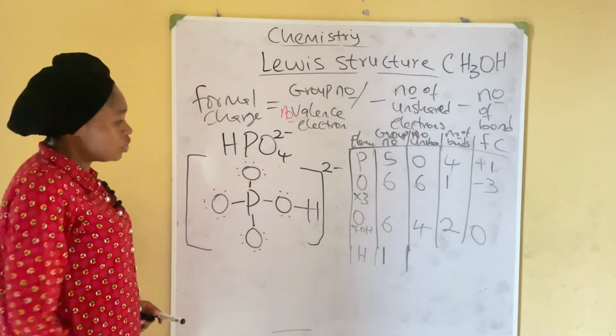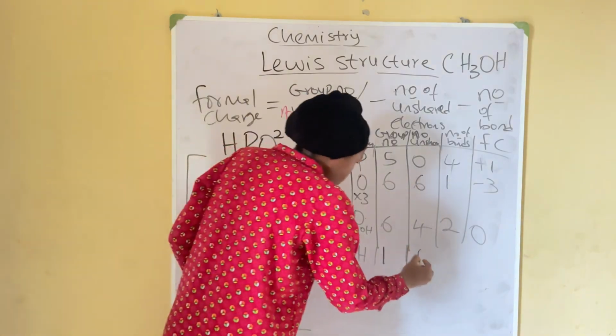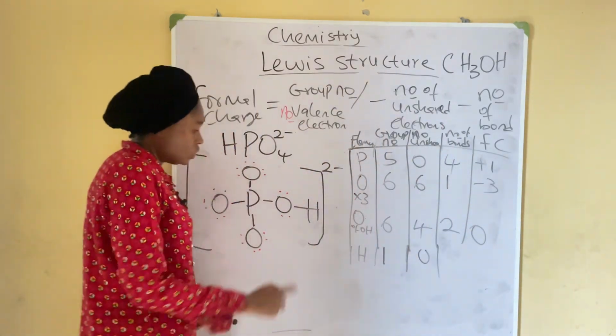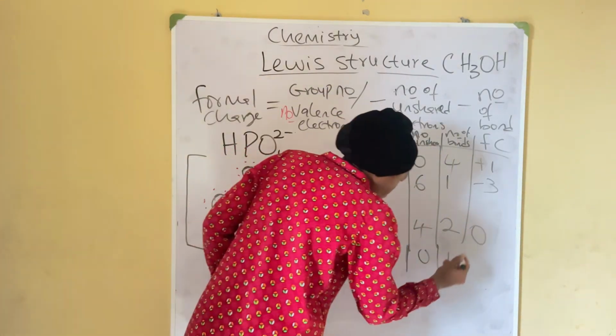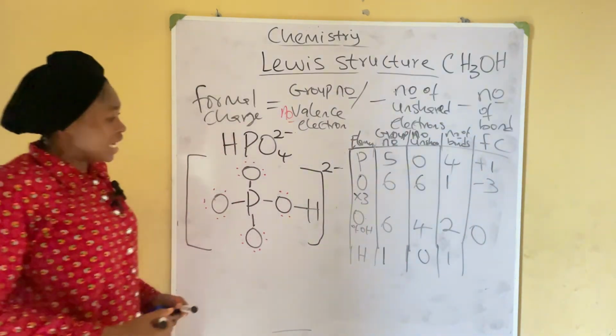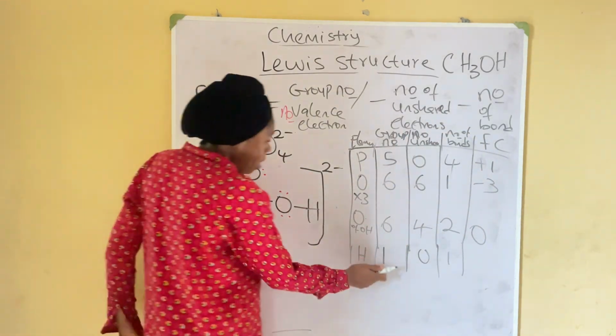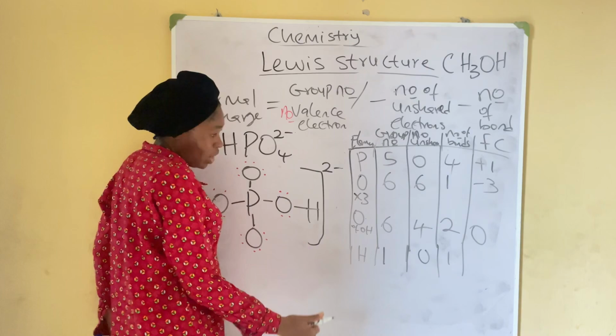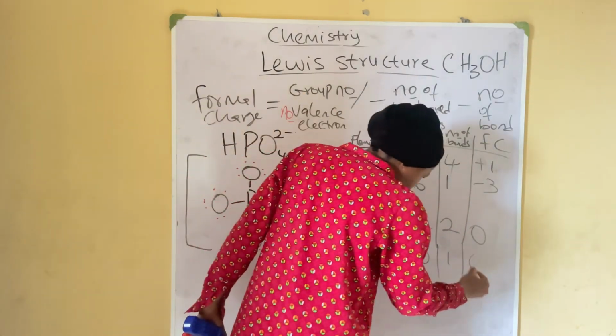How many unshared electrons does it have? No, none. That's 0. How many bonds? Only 1. So what's the formal charge for hydrogen? 1 minus 0 is 1. 1 minus 1 will give us 0.